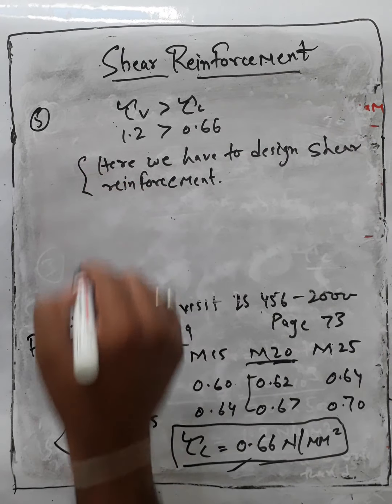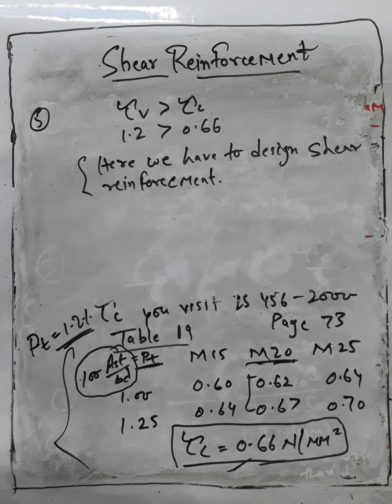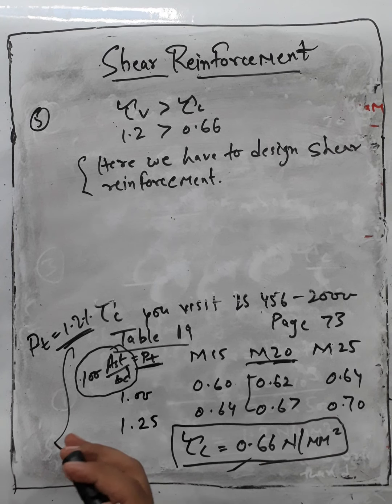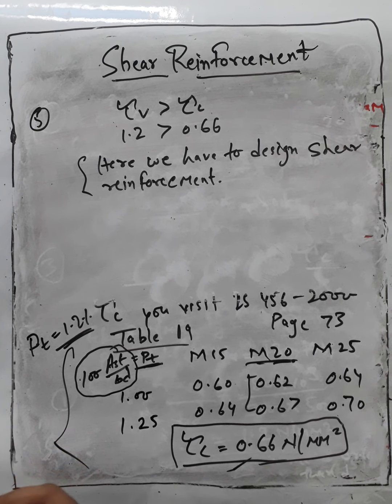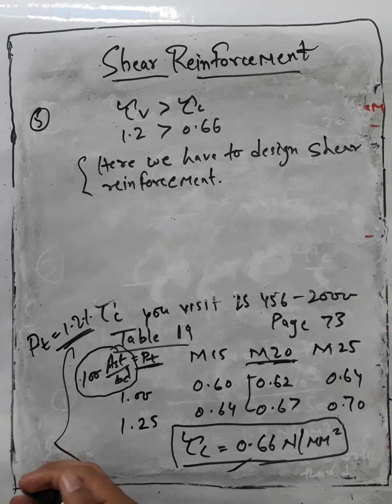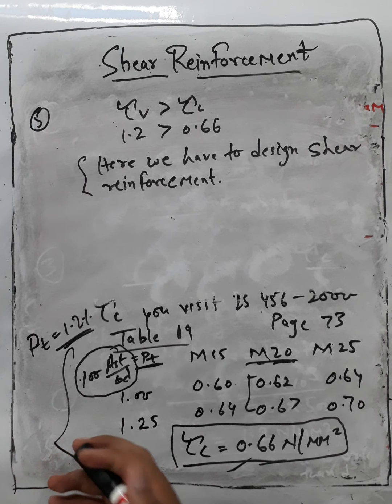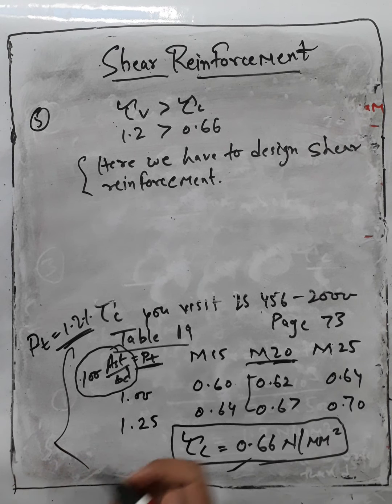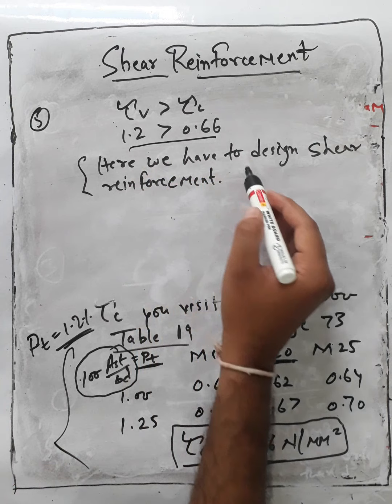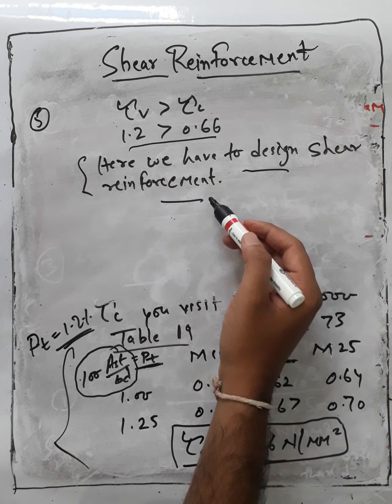Actually, I wrote this sentence because he mentioned that we have to provide two-legged 8 mm stirrups. That means shear reinforcement is already given, and we have to find the spacing only. But if you are not given the area of shear reinforcement, how do we know whether we have to design shear reinforcement or only minimum shear reinforcement? If this condition holds, then you have to design with shear reinforcement.